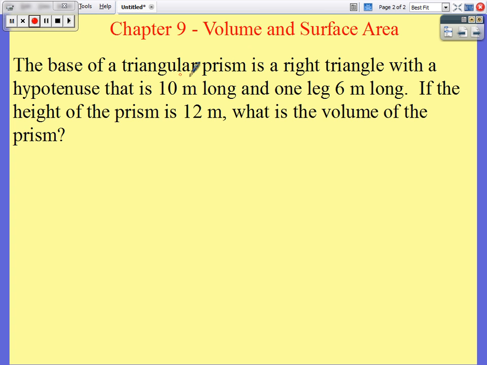So it says the base of a triangular prism, so I know it's a triangular prism, is a right triangle. Okay, so first thing I'm going to do is draw a right triangle. Here's my right triangle. I'll even label it right here with my little box to identify that it's a right triangle. With a hypotenuse, well, if I take a look at a right triangle, which one is the hypotenuse? It's the one that's opposite the right angle. So this would be 10 meters.